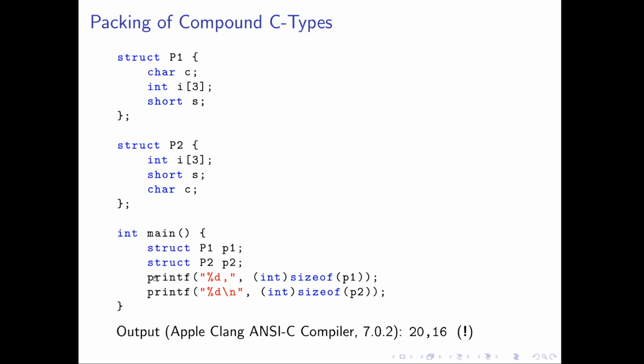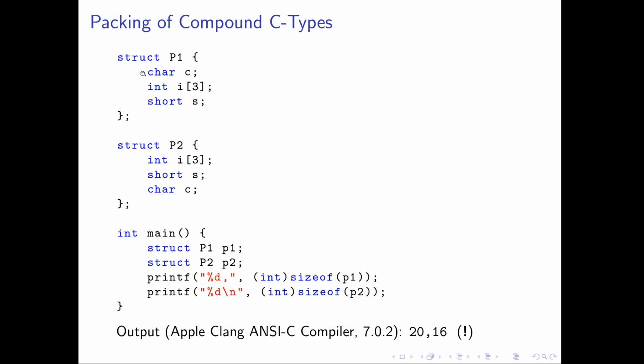I construct objects of those two types, and then I just print the size of those. When I ran this experiment and printed the sizes of the two structs, I found that the first struct will be compiled into 20 bytes, while the other one would be packed into 16 bytes. And why is this so? If you do the math, you would expect that the integer array would take 12 bytes, and the short would add an extra 2 bytes, the character an additional byte, so you were at 15. Then I would assume that the compiler adds some sort of padding, and I would end up at 16 bytes. So this is what we end up with for struct P2. And what happens for struct P1 is that the compiler puts this character first, and then pads the character.